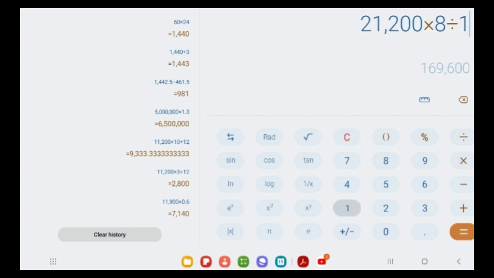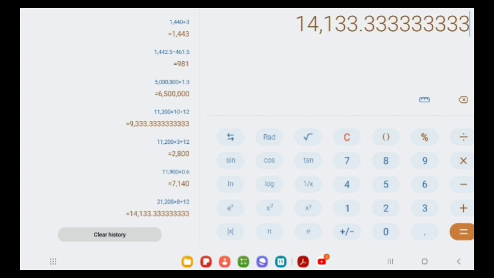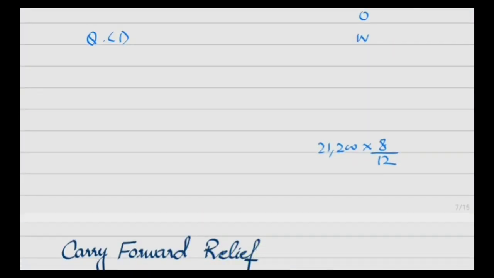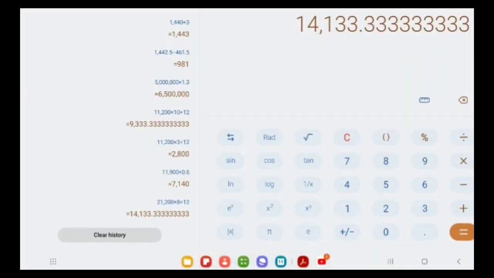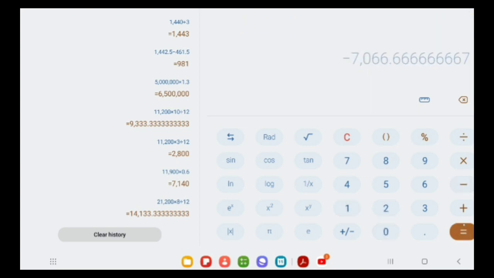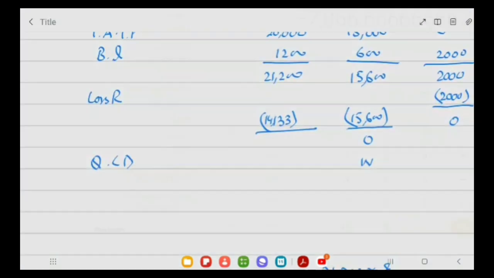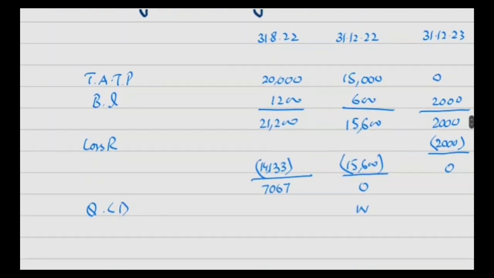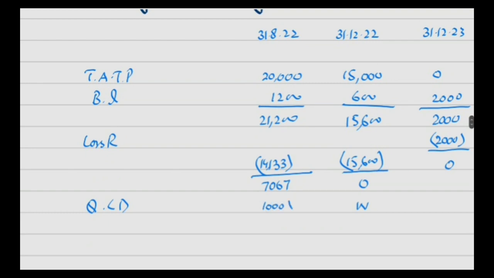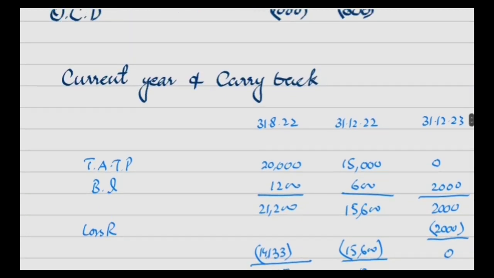So what is the 8 months profit? It will be 14,133. So 14,133 of profit is set off and it will reduce your total profit to 7,067. So in that year your QCD, that is of 1,000, will be utilized and reduce the total profit to 6,067. So again, what is the problem in this question?